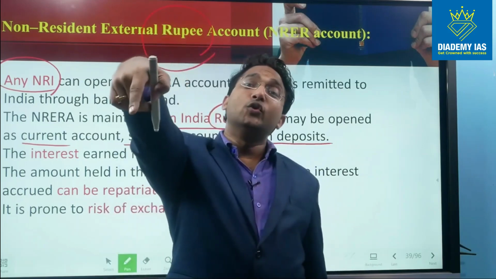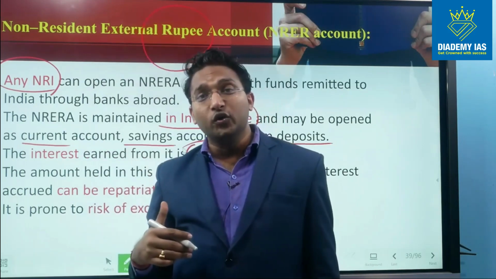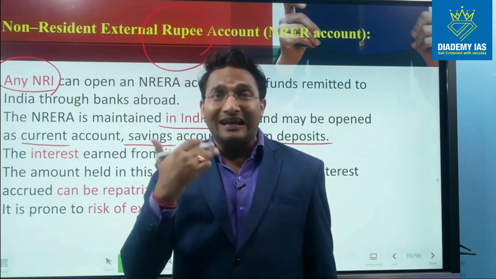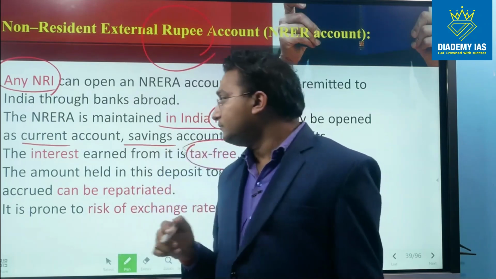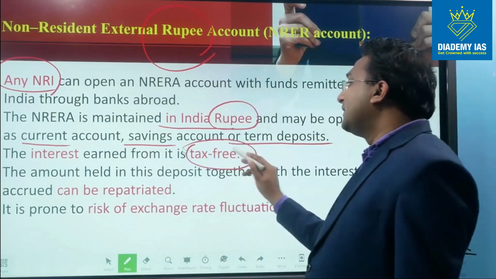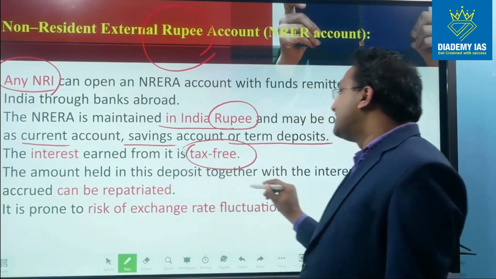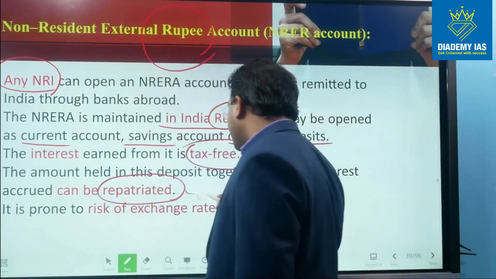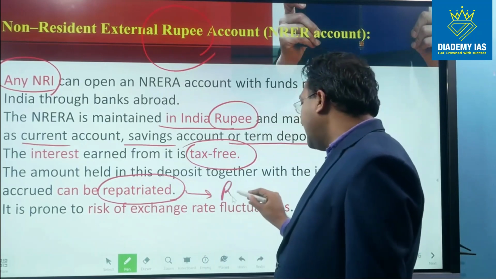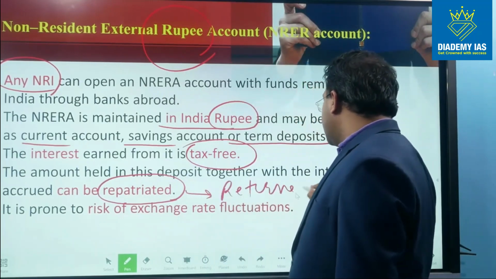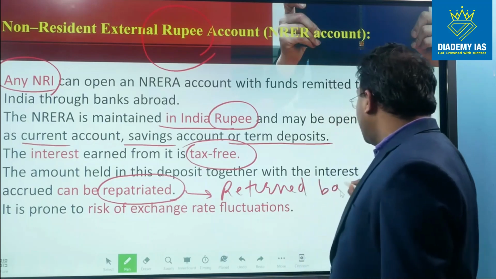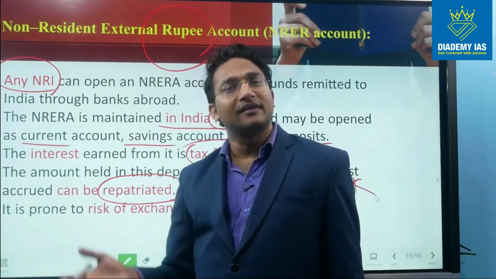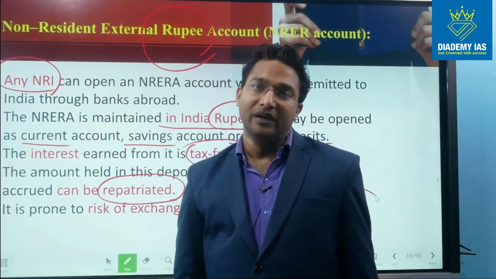From the NRI point of view, this is beneficial. And from the government point of view, this is beneficial because this brings foreign exchange. This improves the BOP balance. So that is why the interest has been kept tax-free. The amount held in this deposit together with the interest accrued can be repatriated. Repatriated means it can be returned back. If an NRI is staying in the USA and deposits this money for 1 year, after 1 year the person can take back the money.